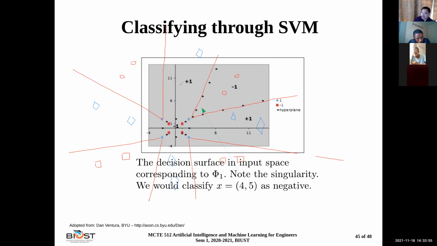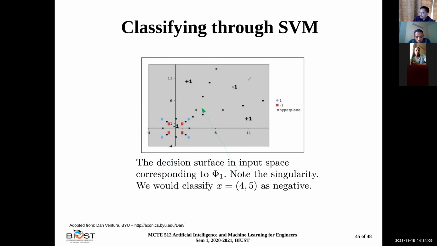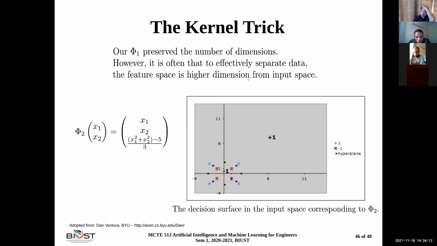So if that is the distribution of the data, our previous approach does not work all the time. So now we need to change our approach. How do we change our approach? We introduce something like a kernel trick. Our first phi function preserved the number of dimensions. That means the input space and the output space have the same dimension.